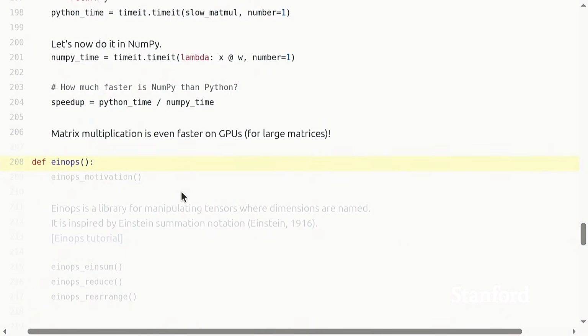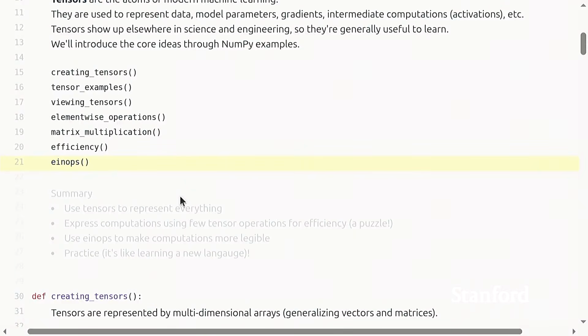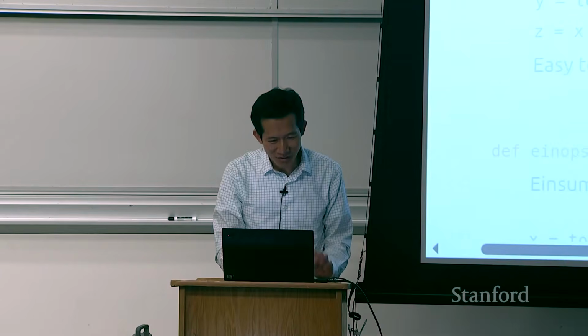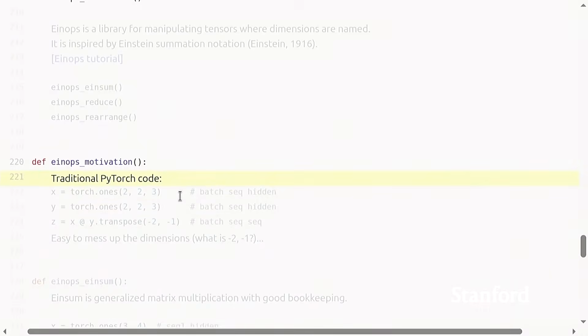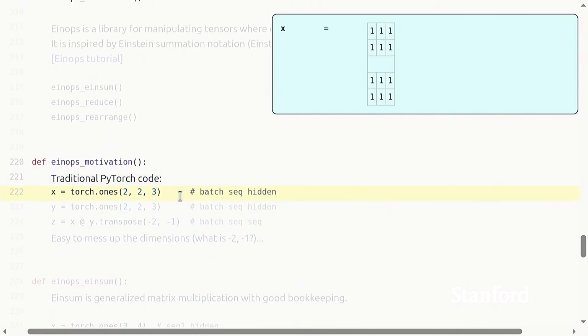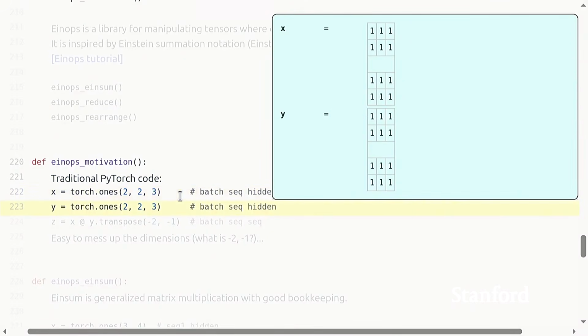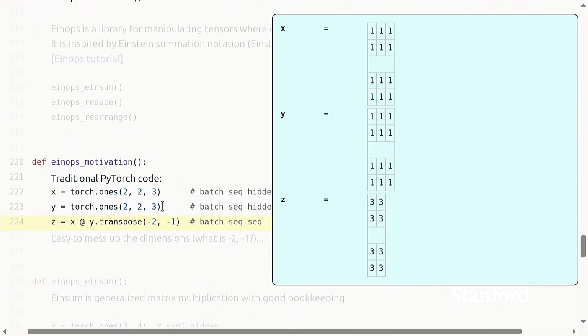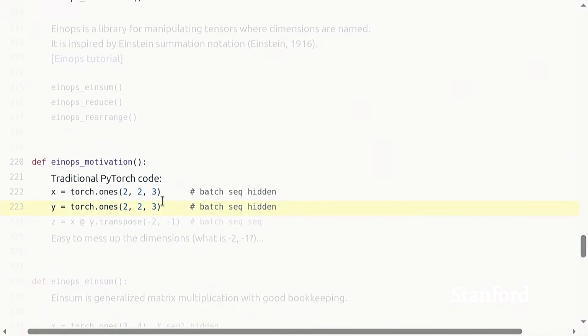So now I'm going to talk about Einops. Okay, so here's the motivation. Let's suppose I have this 2 by 2 by 3 tensor and another 2 by 2 by 3 tensor. And for every index into the first rank, I want to multiply this matrix by the transpose of this matrix. So the way I would do that is this. Oh, actually, I should say another thing.